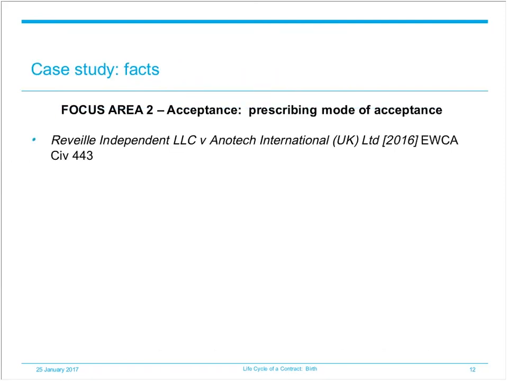Now, let's consider our second case, Reveille Independent and Anatech International, where the question in dispute was whether a binding contract had been formed. The parties were in disagreement as to whether there had been acceptance. The facts of this case are fairly interesting.